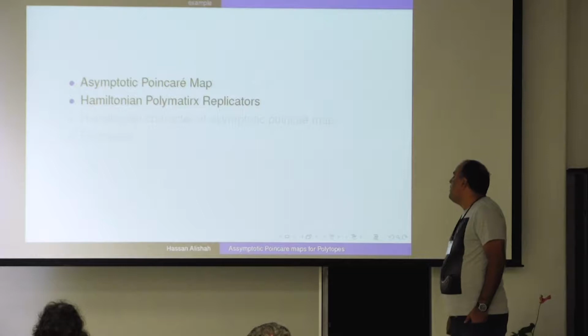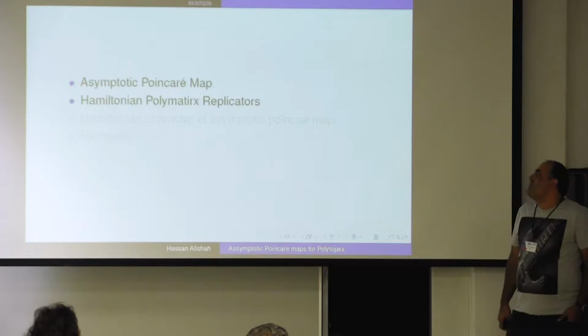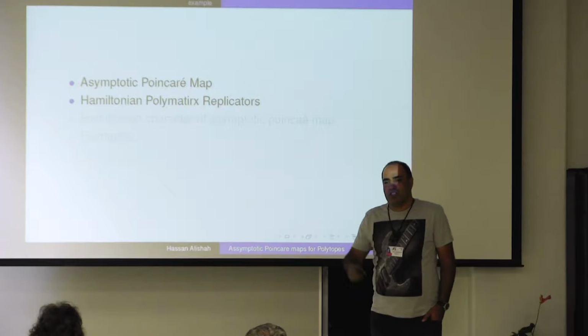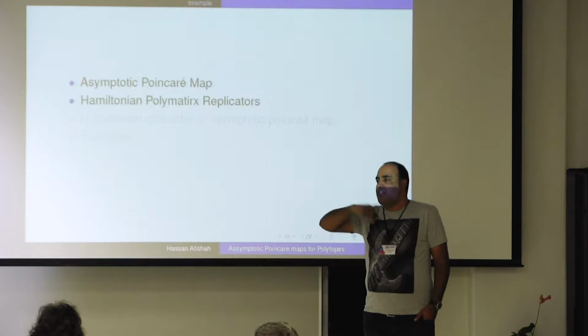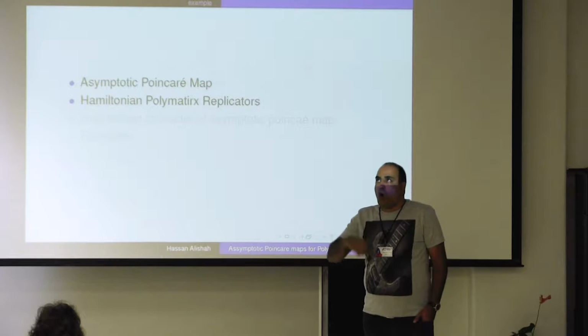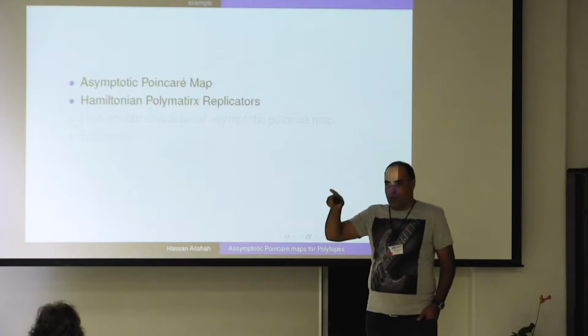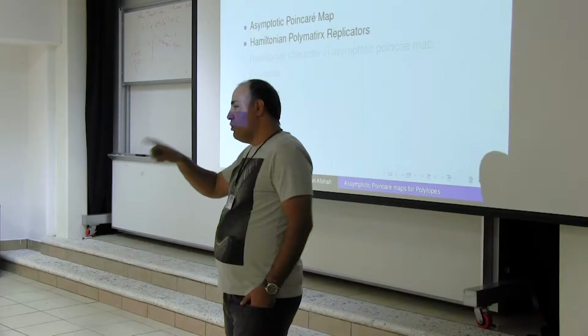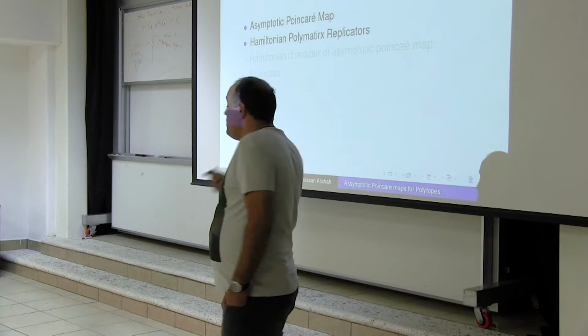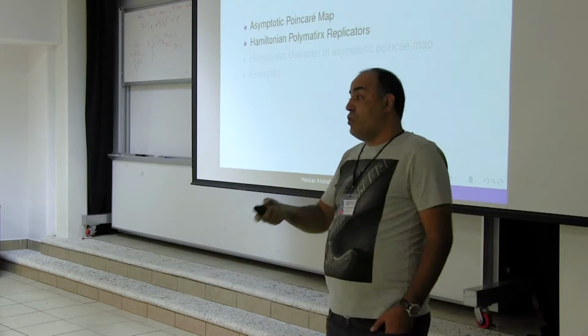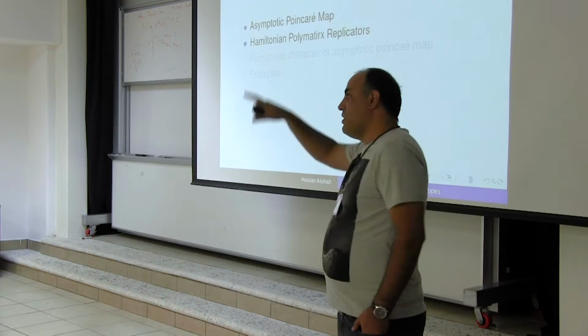And then this asymptotic map: the phase space of replicator and polymatrix replicators is a polytope. You have singularities in the vertices, and the edges are heteroclinic orbits. This asymptotic Poincaré map can be used for any heteroclinic cycle, and there is a lot of research about this. But in this case, since we have the polytope, we use the structure of the polytope to simplify these asymptotic Poincaré maps along the heteroclinic cycle, which is made by the edges of the polytope.